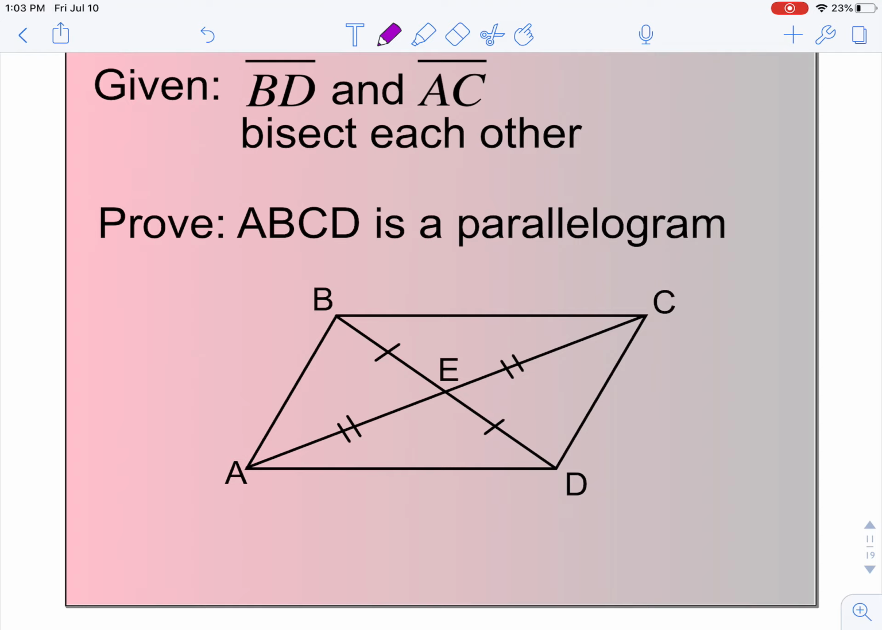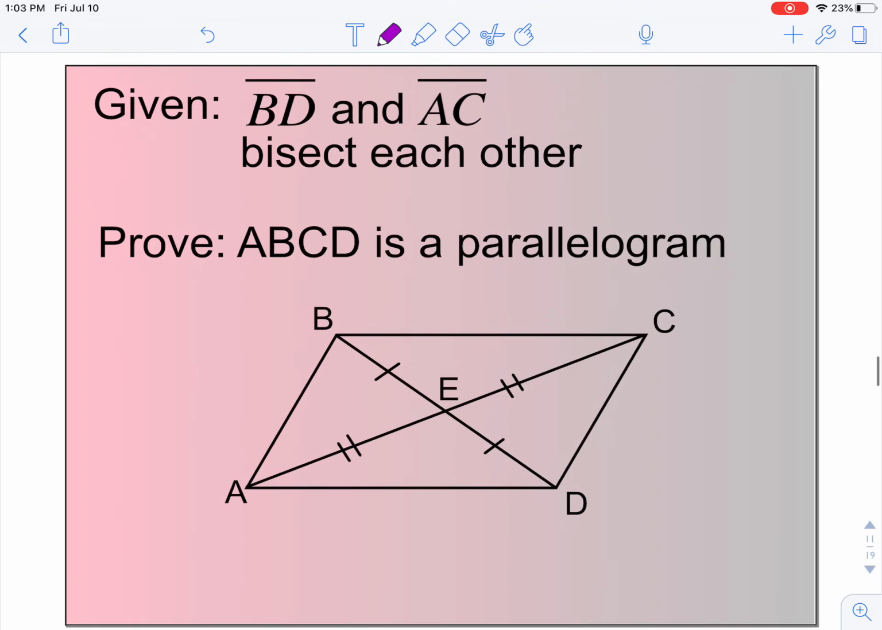All right, so let's prove, if we only know, and this is one of the properties, so we're not just going to say, well, it's a property, it's a theorem, but could we prove it? So if BD and AC bisect each other, could we prove that it's a parallelogram? Could we prove that both pairs of opposite angles are congruent? Well, look at what you have here. You have this angle right here is congruent to this angle right here because of vertical angles. So what you have is you have this whole triangle right here is congruent to this whole triangle.